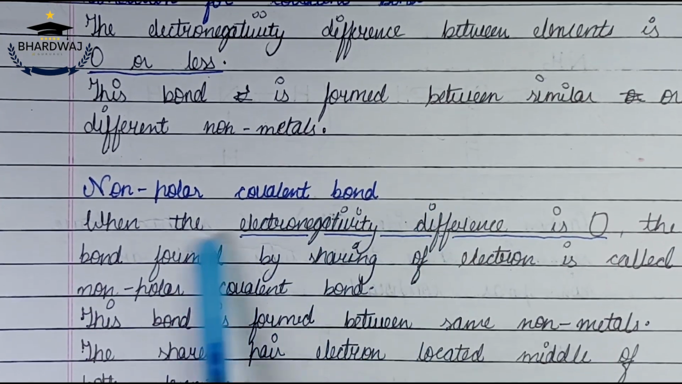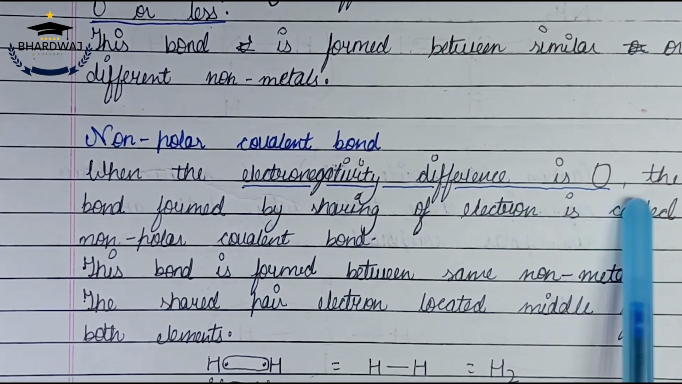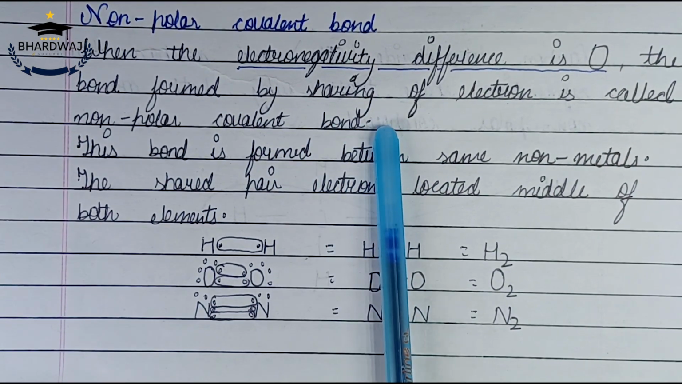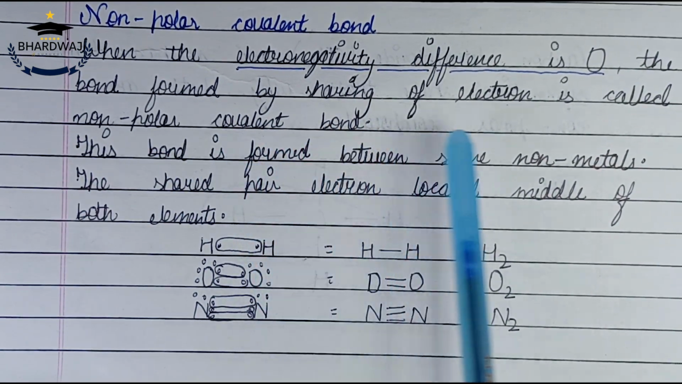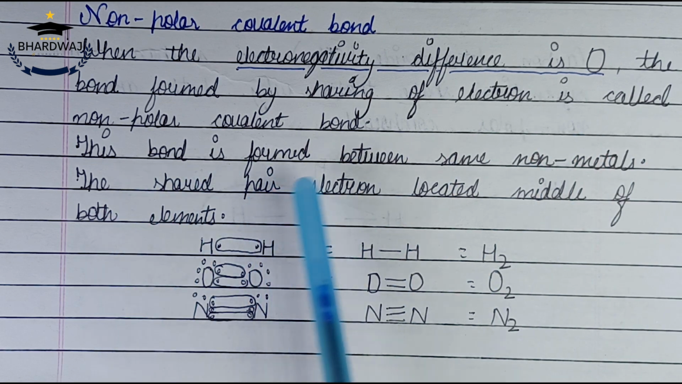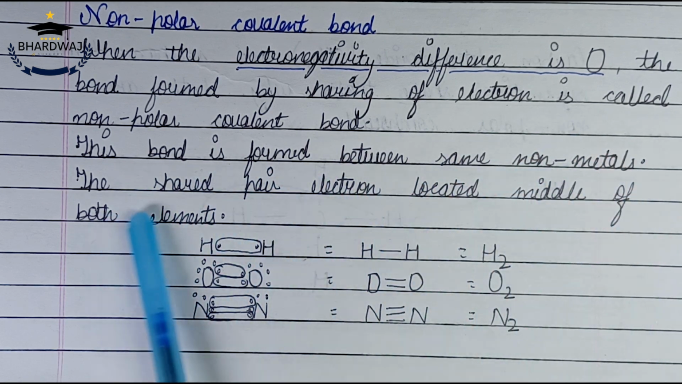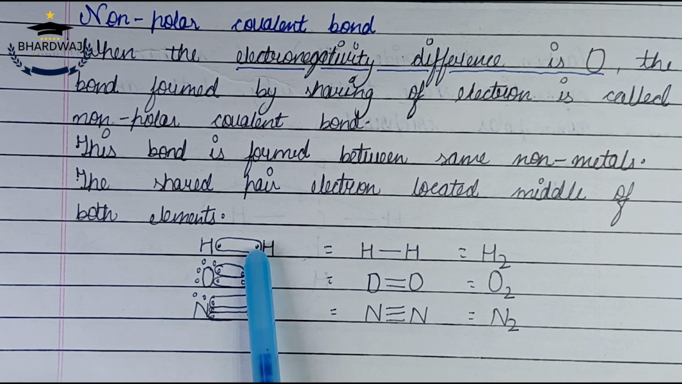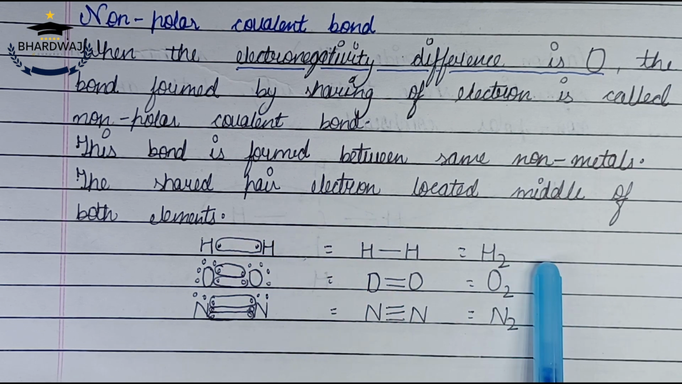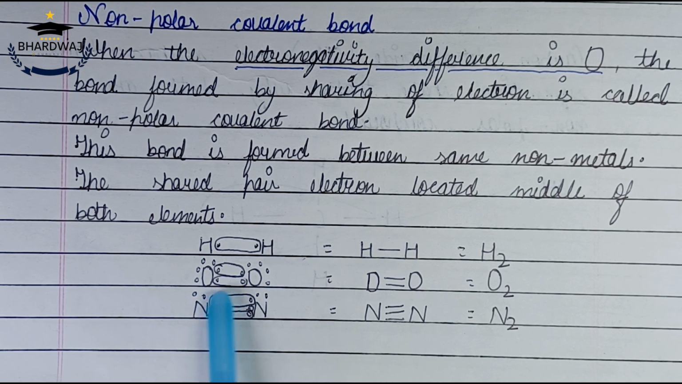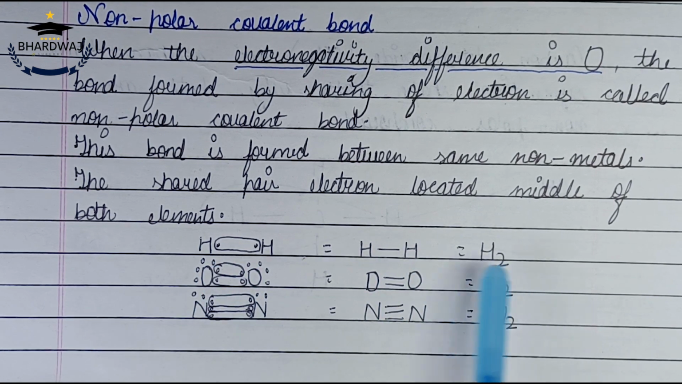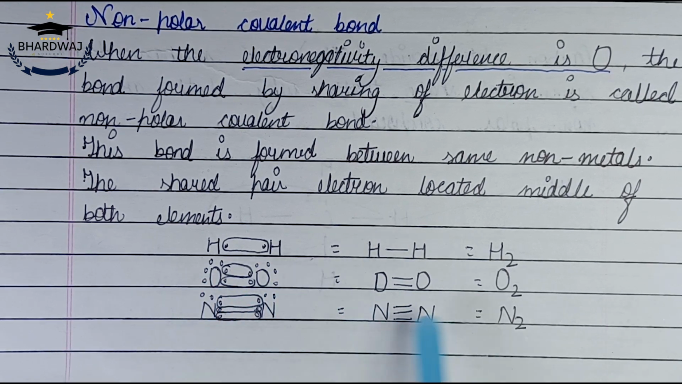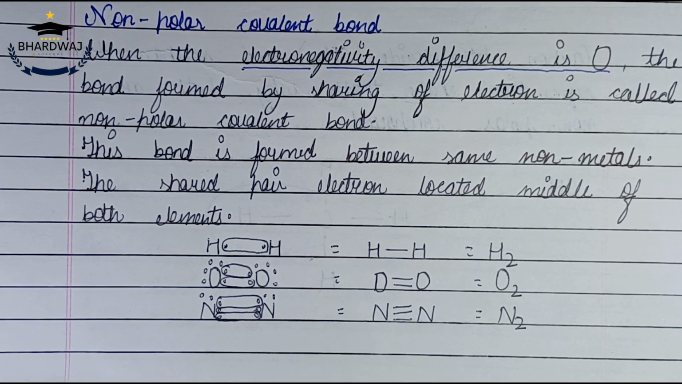Non-polar covalent bond. When the electronegativity difference is 0, the bond formed by sharing of electrons is called non-polar covalent bond. This bond is formed between the same nonmetals. The shared pair of electrons is located in the middle of both elements, like hydrogen and hydrogen, they share these 2 electrons to have the doublet, so it becomes H₂. Oxygen shares these 4 electrons to become O₂ by double bond, and nitrogen shares these 6 electrons to have the triple bond and become N₂.